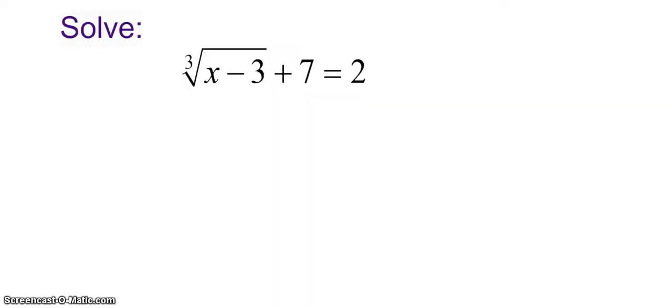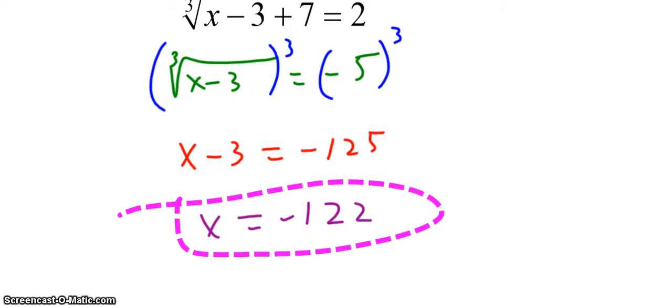Next one. Solve this. We haven't done one exactly like this, but we've done one very similar, so you should be able to do this. I want you to try this on your own. Pause the video, unpause when you're ready to check your work. Alright, so here we should get x equals negative 122. How do we get that?